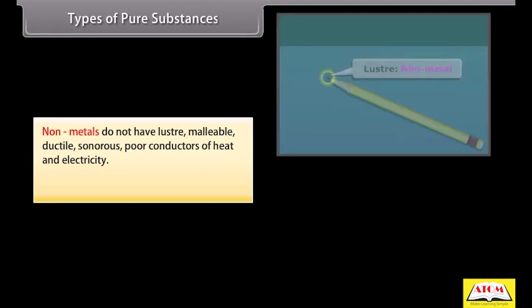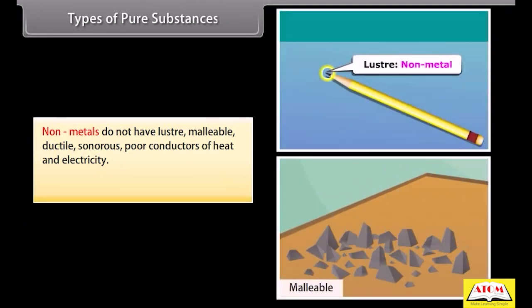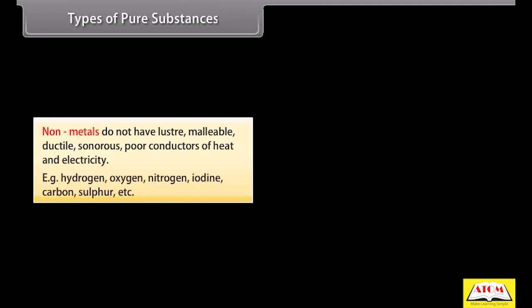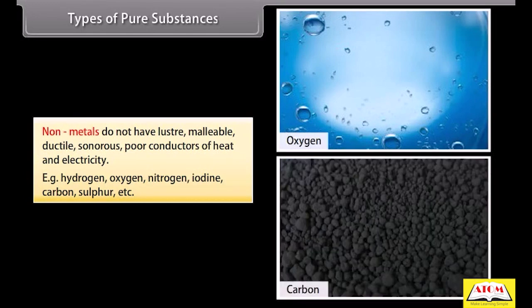Non-metals do not have luster, malleability, ductility, or sonority, and are poor conductors of heat and electricity. For example, hydrogen, oxygen, nitrogen, iodine, carbon, sulfur, etc.